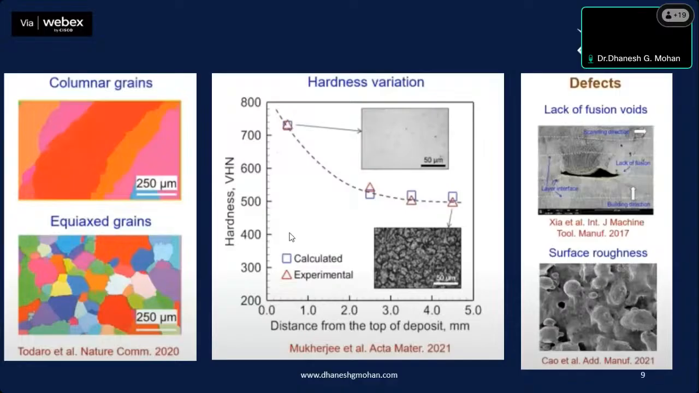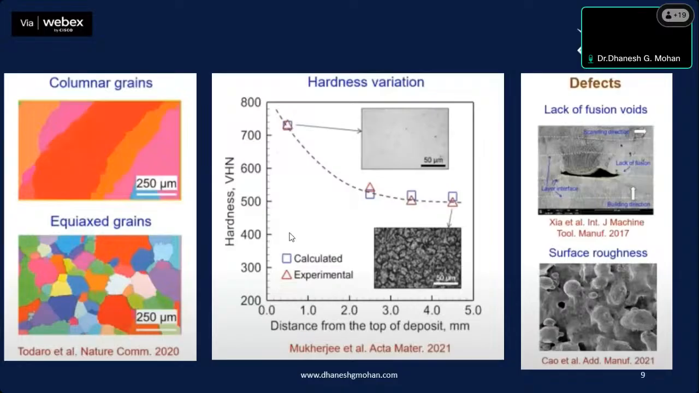You can see in this image there's a columnar grain on the left side, and there's an equiaxed grain. If you have columnar grain, the tensile strength of that print is comparatively poor. And by using controllable printing, we are able to achieve equiaxed grain. And if you are able to achieve equiaxed grain in a print, the strength is comparatively very high.